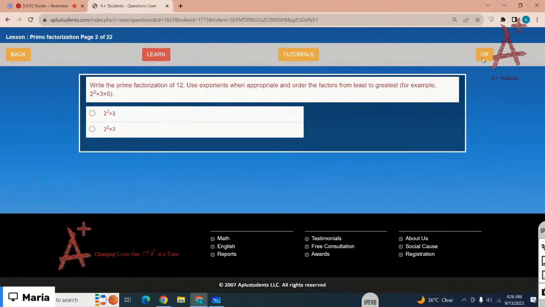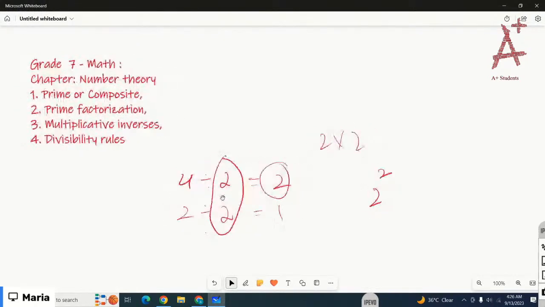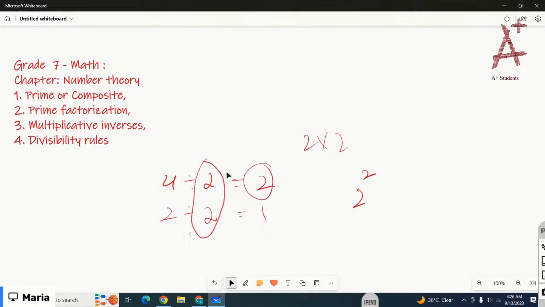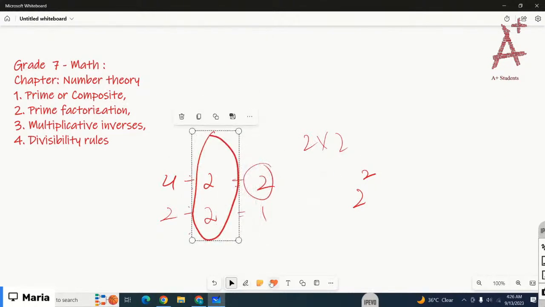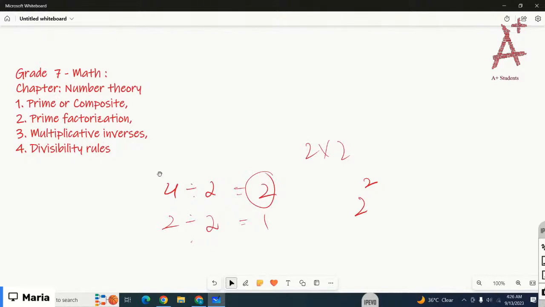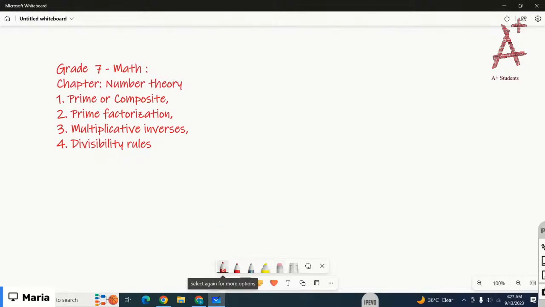Okay, what is the prime factorization of 12? So which is the correct option? Just divide 12 by the smallest prime number. Okay, let's just make the prime factors of 12. Divide the 12 by the smallest prime number. So the smallest prime number that can divide 12 is 2. 12 divided by 2 is 6.